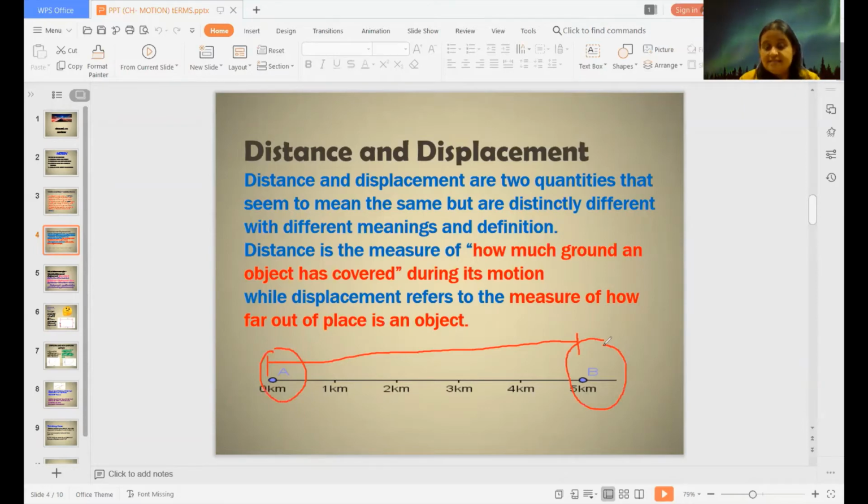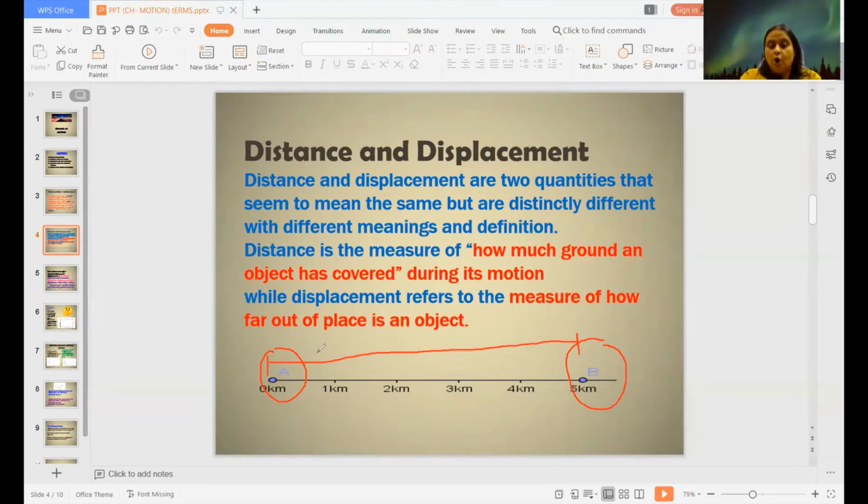Why? Because distance is clear, because actually the object has moved 5 kilometers. But why displacement is also 5 kilometers? Because if you want to move from A to B, what is the shortest distance between these 2 points? And that is again 5 kilometers only. There is no other shortest distance you will find to move from A to B. That's why, in this case, we can say distance and displacement are same.